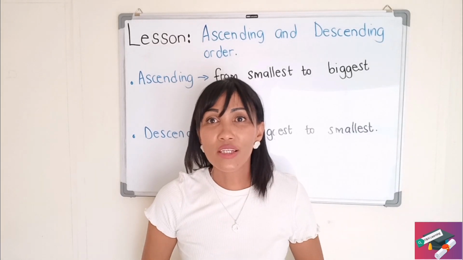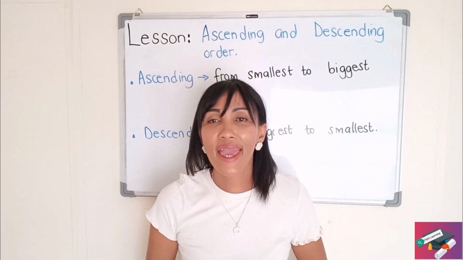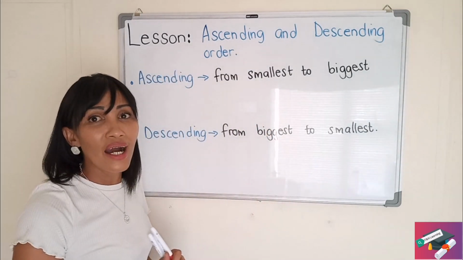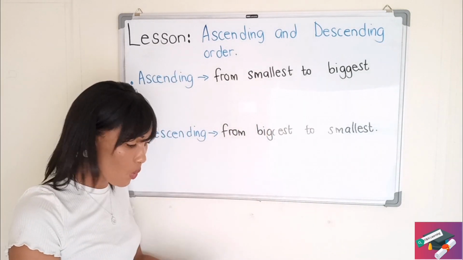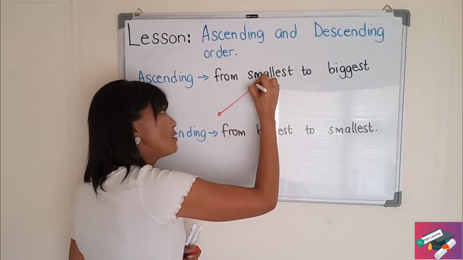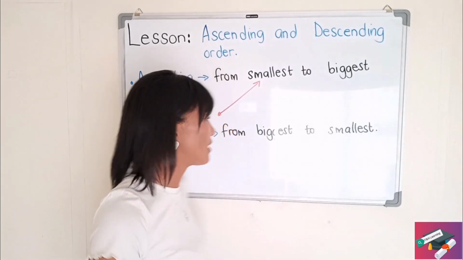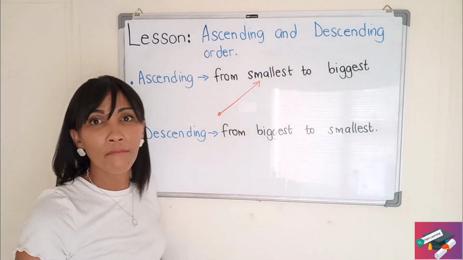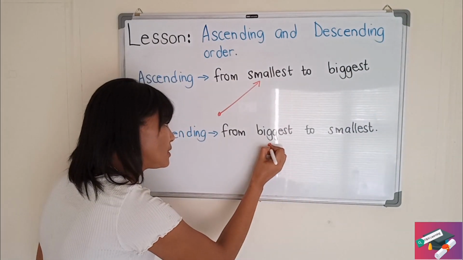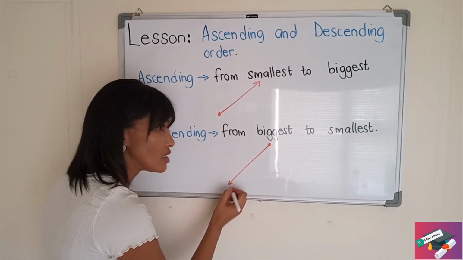And welcome. Our lesson for today is ascending and descending order. Now on the board, ascending order. Ascending means from the smallest to the biggest. So from the smallest to the biggest. Right. Descending meaning from the biggest to the smallest. So from the biggest to the smallest.